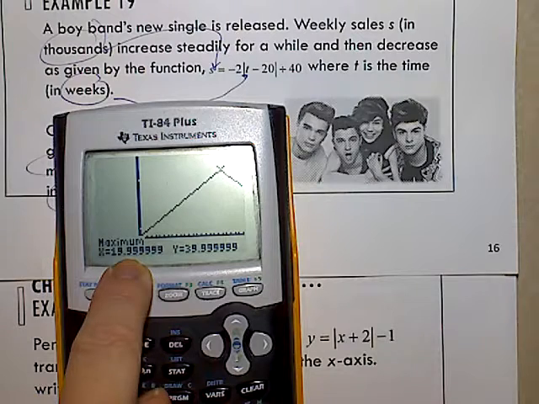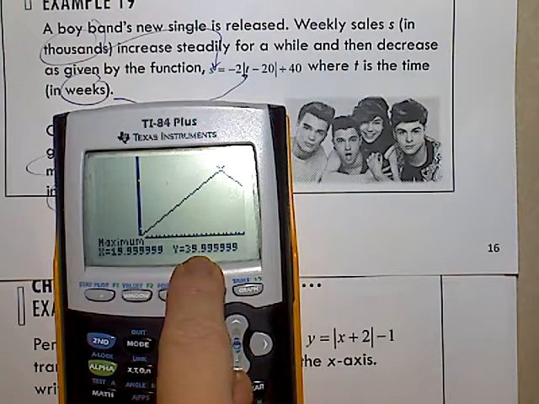X is the number of weeks. It's like the T in your problem. And S represents like your Y. It is your sales in thousands.